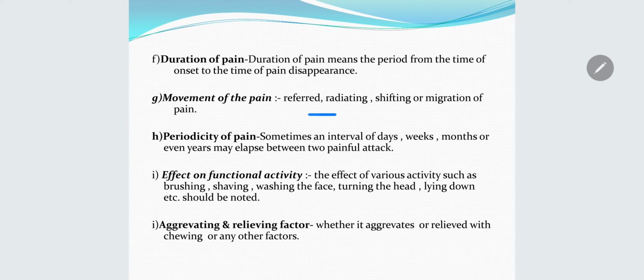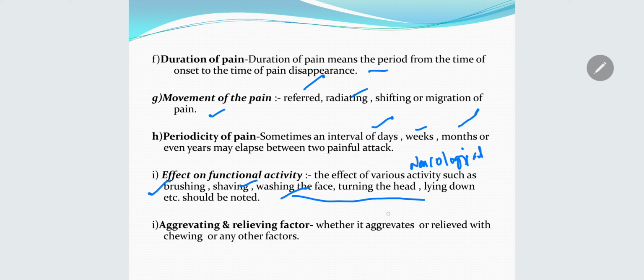And duration of the pain, from the time of onset to the time of pain disappearance. Movement means whether it is referred or radiating or a migration of the pain. Periodicity, interval of days, weeks, months. Functional activity shows when it increases on brushing, shaving, washing. All is important because neurological pains will increase even on touching the face also. So all these things are important.